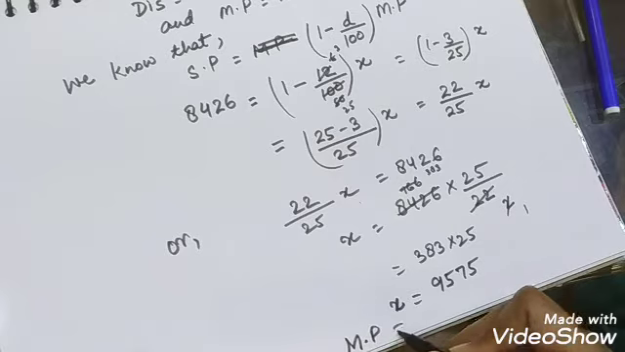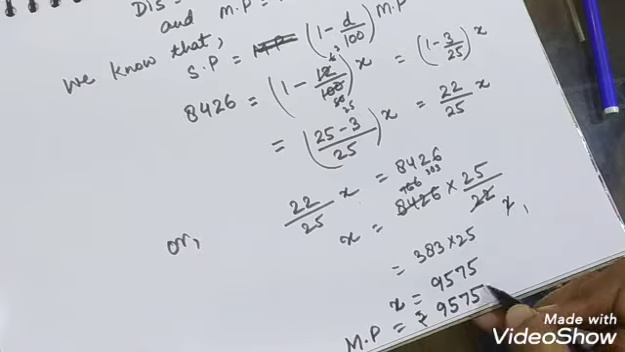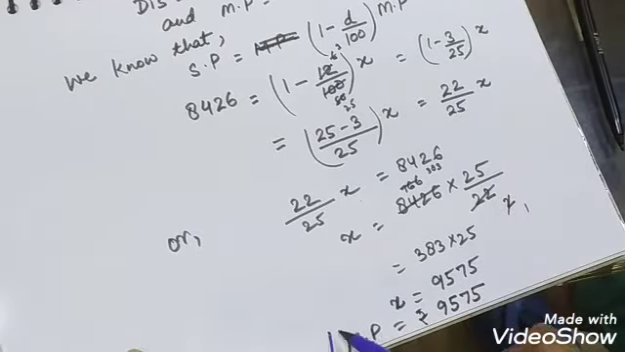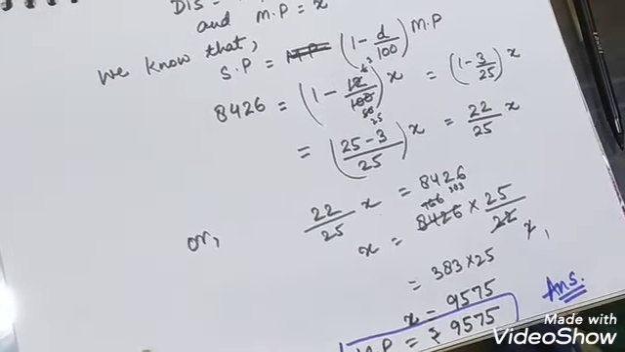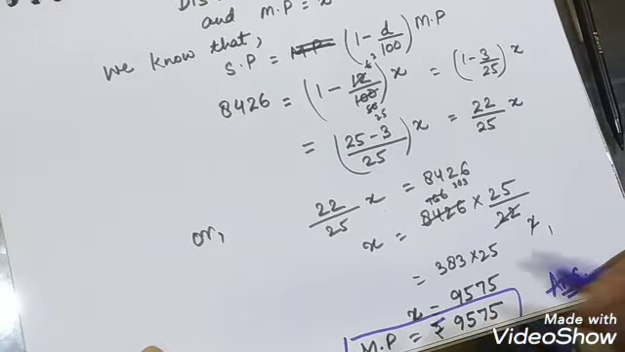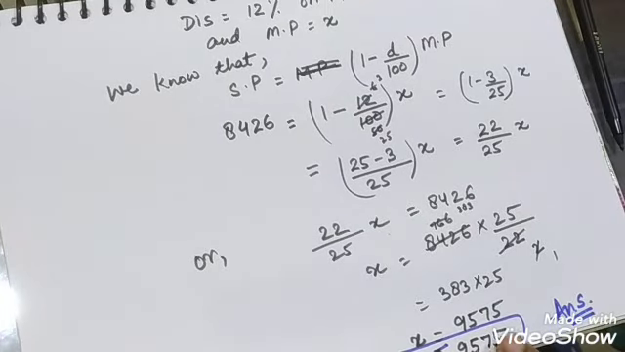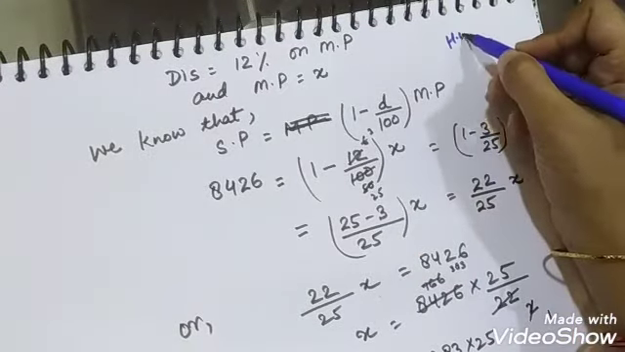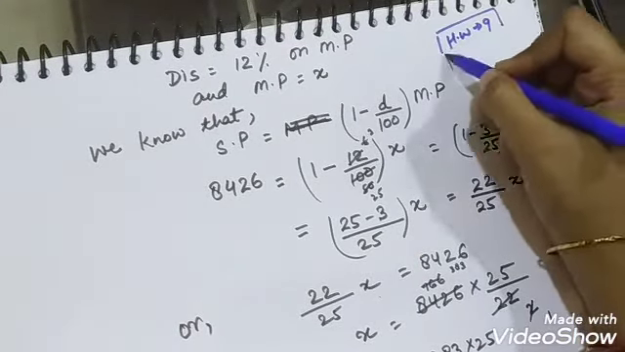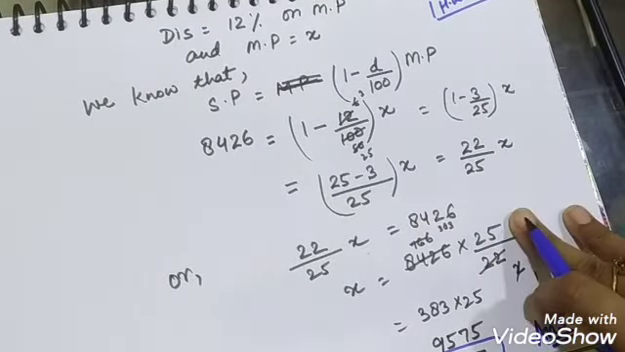So marked price is rupees 9,575. Always give your answer in rupees when they are asking marked price, list price, selling price, cost price or discount. When price is asked, always give your answer in rupees. Okay, so we have 9,575 as marked price. Now homework under this section will be question number 9. We will solve in the same way as we have solved question number 8.